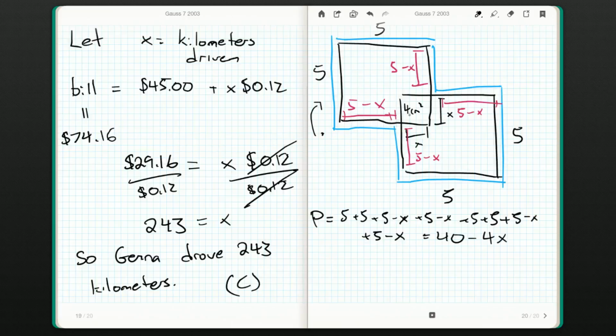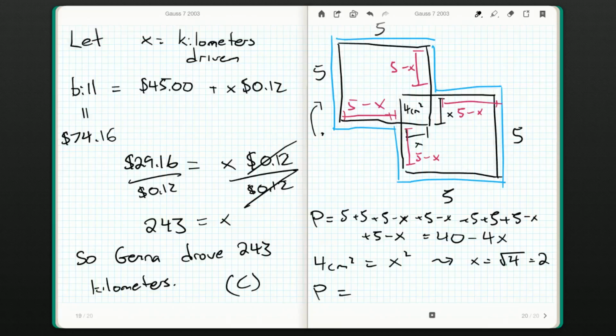So it would be really nice if we knew what x was. Well, we know the area of this overlap square is 4 centimeters squared. And the area of a square is its side length squared. We said our side length is x. So it doesn't take too long to figure out that x, the square root of 4, is 2.